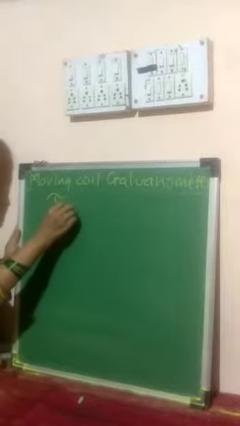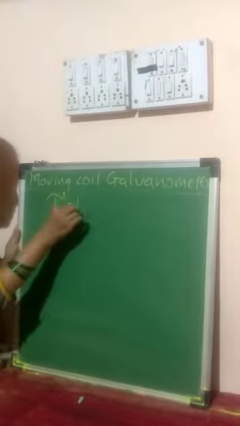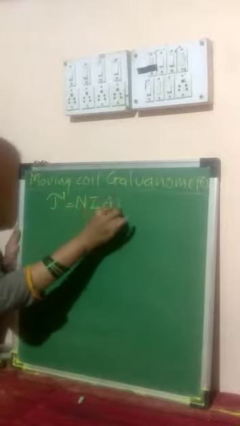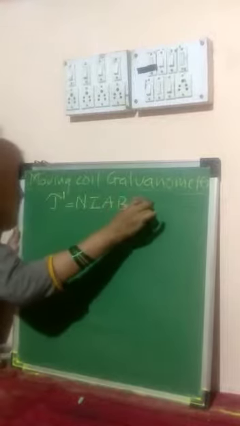Today's topic is moving coil galvanometer. Now this moving coil galvanometer is based on the principle of torque acting on a current flow. In the previous lecture we have seen the torque acting on the current flow: tau dash is equal to number of turns N, current I, area of the coil A, magnetic induction B into sin theta.